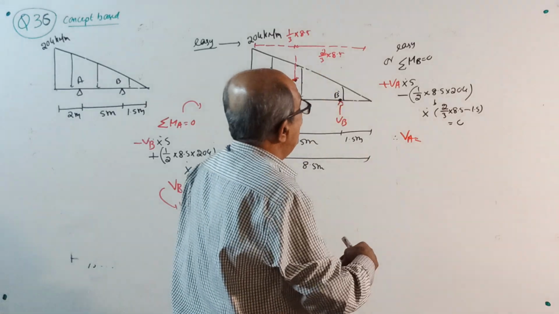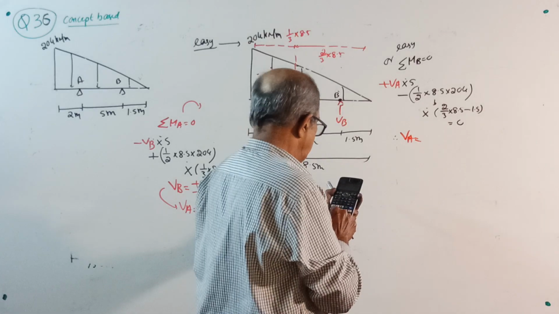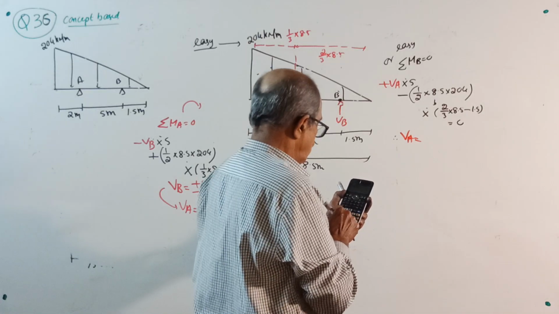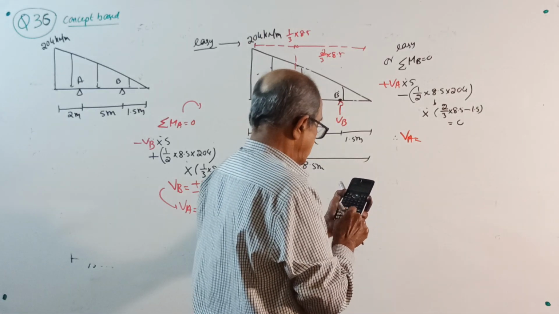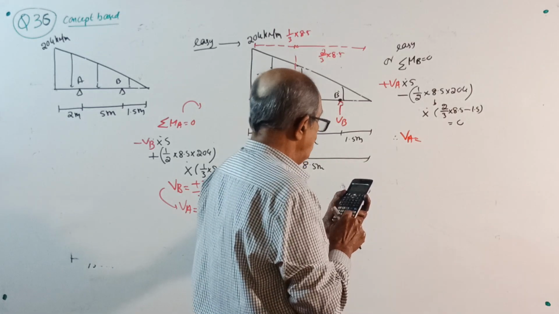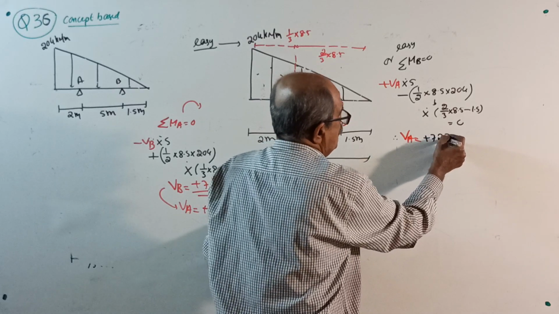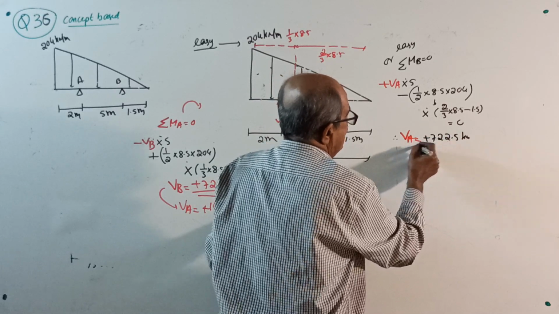Actually, checking is not required. Still, I will check it. If anything is wrong, you can make out now. Half into 8.5 into 204 into bracket 2 by 3 of 8.5 minus 1.5 divided by 5. 722.5 kilonewton is VA.